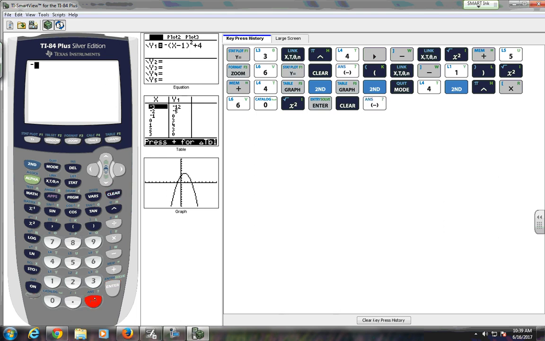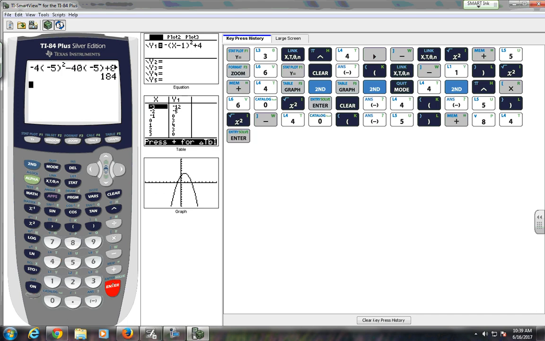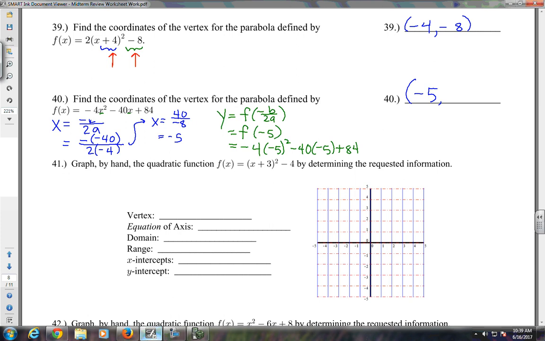We have negative 4 times negative 5 quantity squared, minus. Notice I'm using the minus operation instead of the negative button. Those two steps are important. Negative 40 times negative 5, and then plus 84. Let the calculator do the evaluation. We come up with 184 for the y value of our vertex.